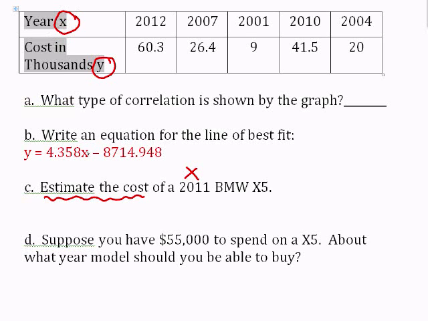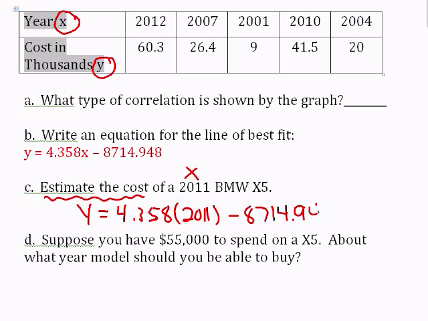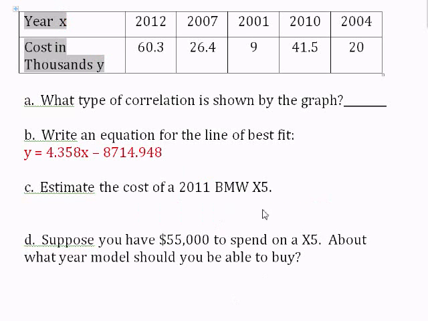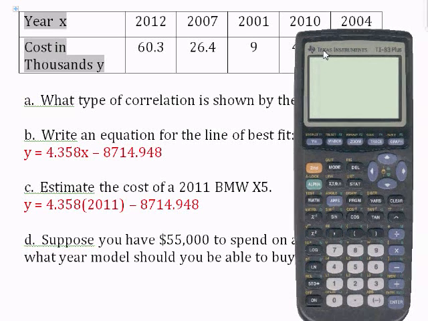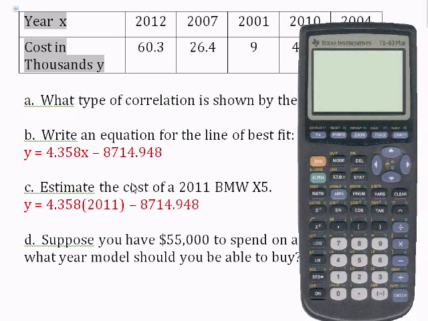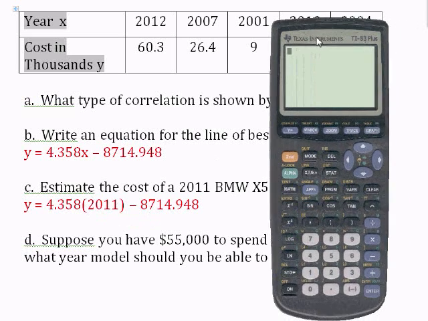So we have our equation, y equals 4.358x minus 8714.948. We have our x value. All we have to do now is substitute in: y is equal to 4.358 times x, 2011, minus 8714.948. Since on my screen recording software I cannot have writing and the calculator usage at the same time, I went ahead and typed that out for us so that I can show you how to enter that into your calculator.